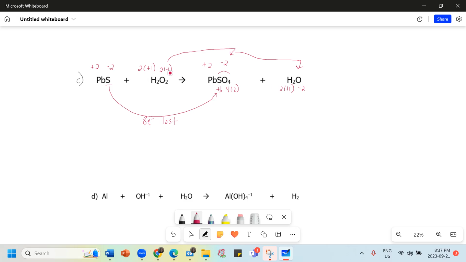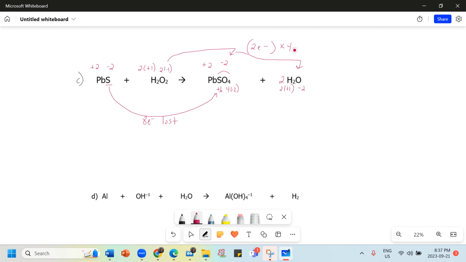I see that each oxygen goes from -1 to -2. Remember to balance by putting a 2 here, because there's 2 oxygens on that side and 1 on that side. And so -1 to -2 is 1 electron. But with 2 oxygens doing that, a 2 goes there. Okay? So now I'm going to balance the number of electrons lost and gained by multiplying by 4.